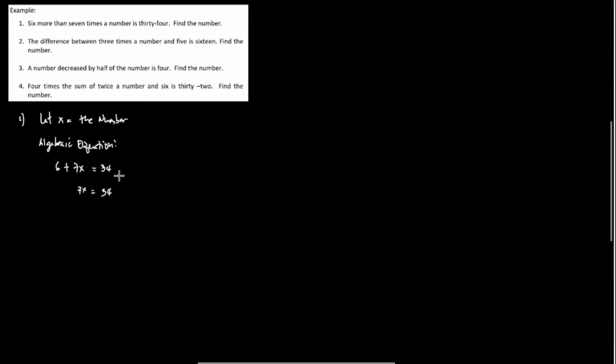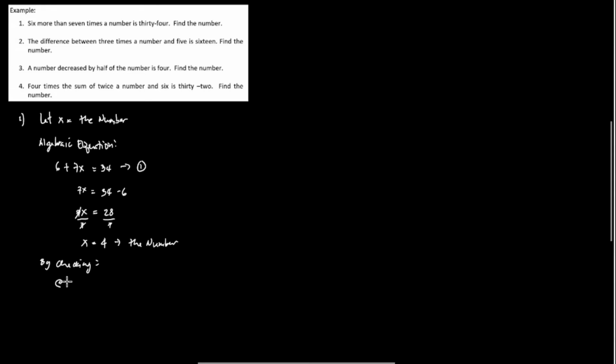Transpose 6 to the right side, which is change the sign from positive 6 to negative 6. And 7x equals 34 minus 6, which is 28, and divide everything by 7. X is equal to, cancel out 7, 28 over 7 is equal to 4. And this is the number. By checking, this is equation 1.